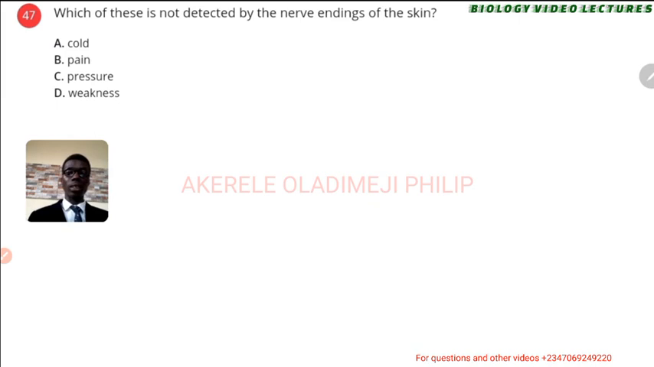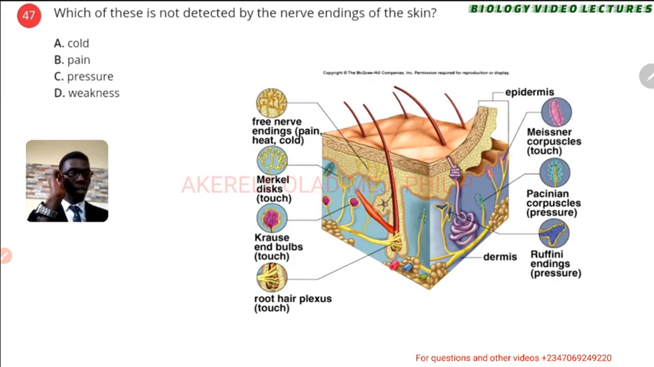Now, all of these are free nerve endings. This one detects pain, cold and heat. This one, Merkel, detects touch. Ruffini's ending also detects touch. The root hair plexus, all of these, you can see what they detect: touch, pressure. That's Pacinian corpuscles. Ruffini endings also detect pressure. So all of these are what they detect.